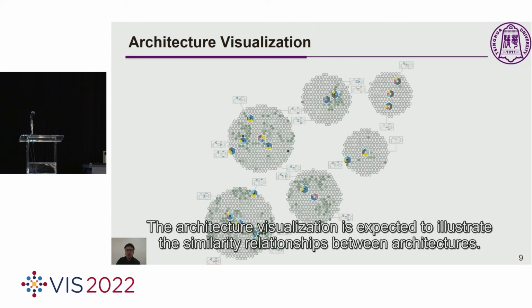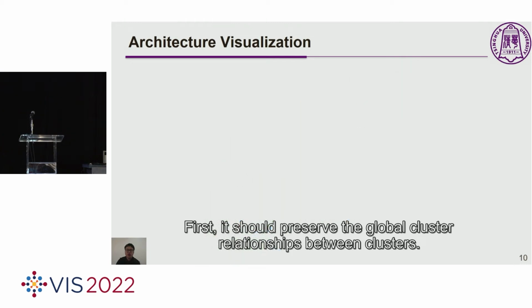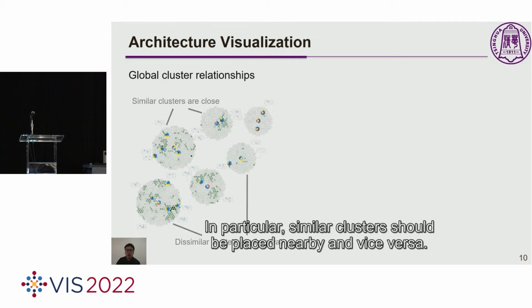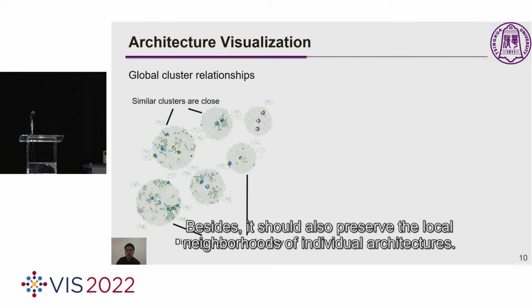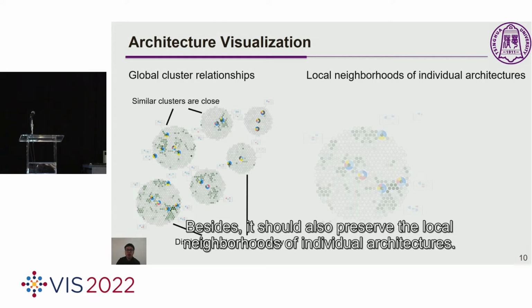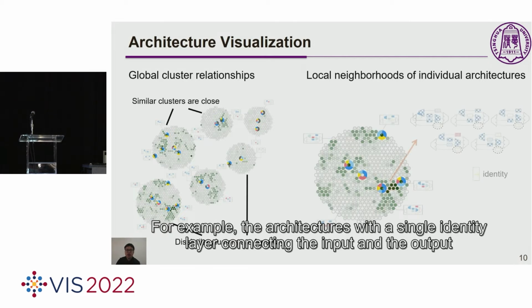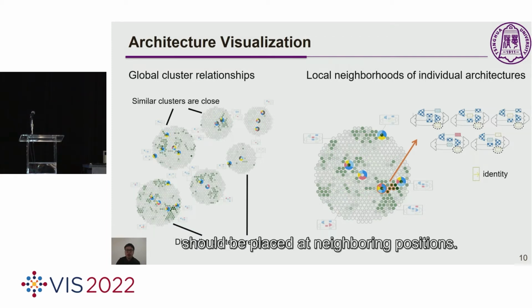The architectural visualization is expected to illustrate the similarity relationships between architectures. First, it should preserve the global cluster relationships. In particular, similar clusters should be placed nearby and vice versa. Besides, it should also preserve the local neighborhoods of individual architectures. For example, the architectures with a single identity layer connecting the input and output should be placed at neighboring positions.